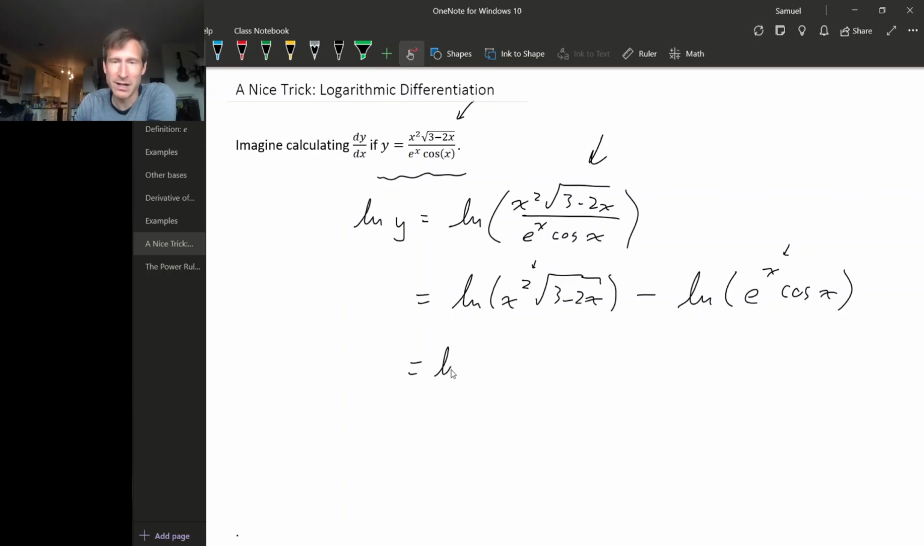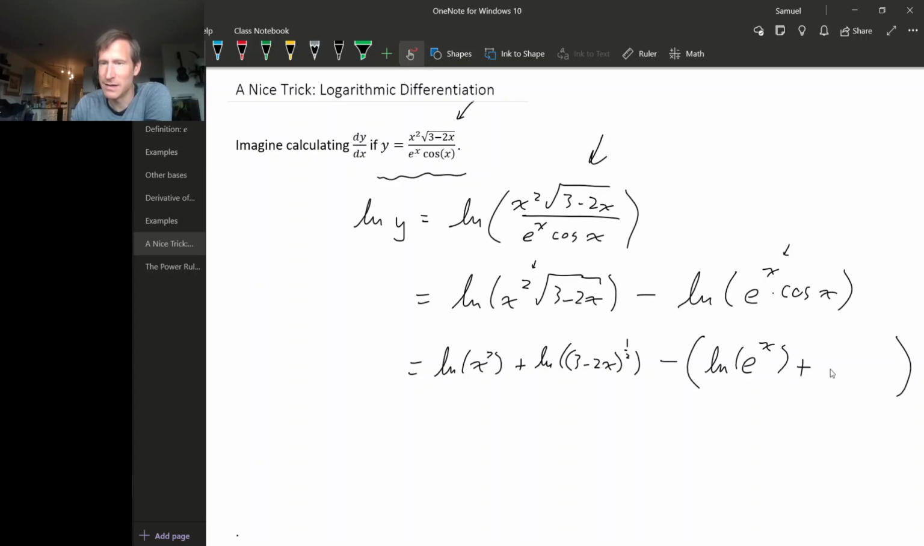So we get natural log x squared plus natural log 3 minus 2x. So square root of that, but I'm going to write that as a power of 1/2, minus, now we do have to be a little careful over here. We need a set of parentheses. But then we can use the same trick with turning the product inside into a sum outside. So natural log of e to the x, and then plus natural log cosine x.